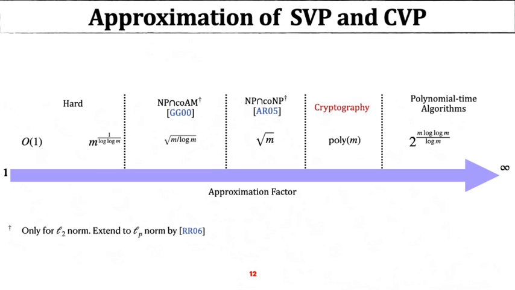But for us, the interesting regime is when the approximation factor is polynomial in the dimension. Mostly in cryptography, all the lattice-based cryptosystem security is based on polynomial approximation of SVP and CVP. And with respect to polynomial time algorithms, the best approximation factor which we can achieve is 2 to the power m times log log m by log m. So this is all we know about approximation of SVP and CVP in different LP norms. Now let's move to reductions between the lattice problems.